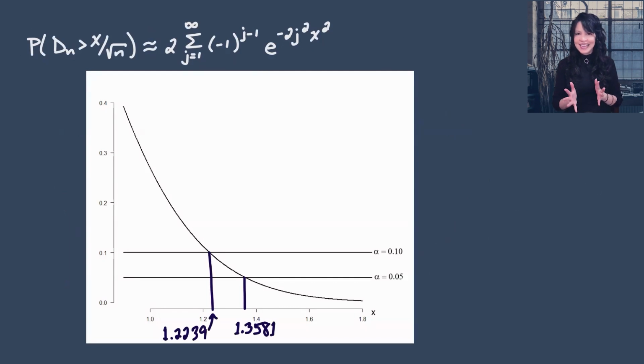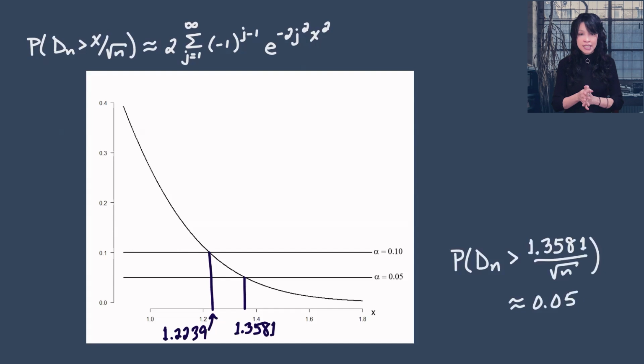So let's go back to the first one when alpha is 0.05. What this is saying is the probability that the Kolmogorov-Smirnov statistic is greater than 1.3581 divided by the square root of n is approximately 0.05. This is how we're going to compute a cutoff for a given n as long as n is large, because this all came from an asymptotic result of Kolmogorov and Smirnov.